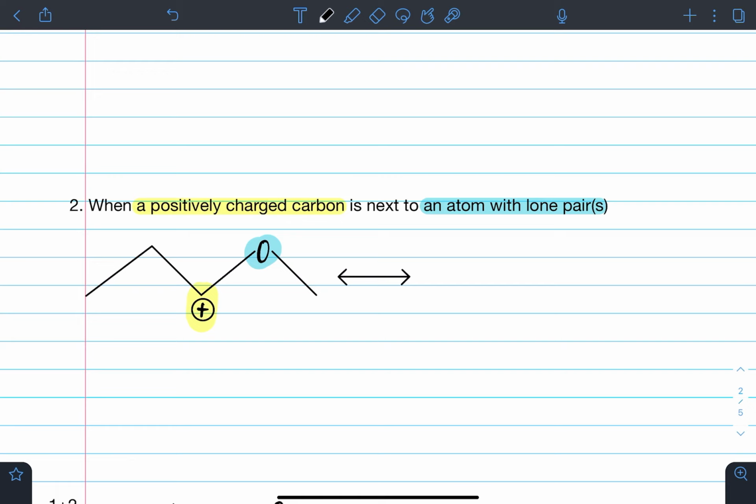Its formal charge is 0, which means it satisfies the octet rule. Octet rule means you have 8 valence electrons, right? Okay, this bond here represents 2 electrons, right? This bond here, 2 electrons.